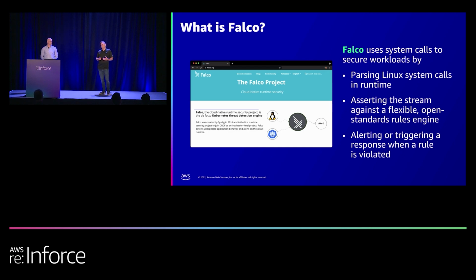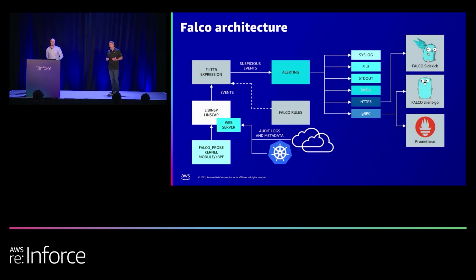And then there's a very robust rules engine around that. And regardless of what anybody tells you, we need rules, right? Most technologies operate by sets of policies or rules. So that's Falco, kind of in a nutshell. What does it look like architecturally?